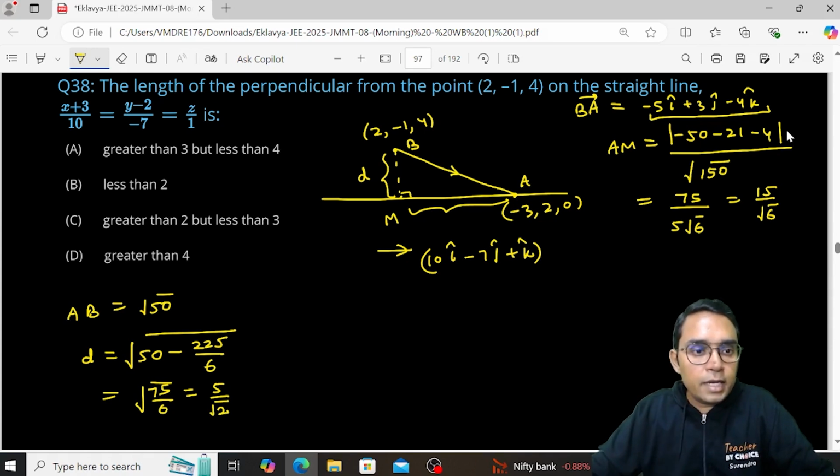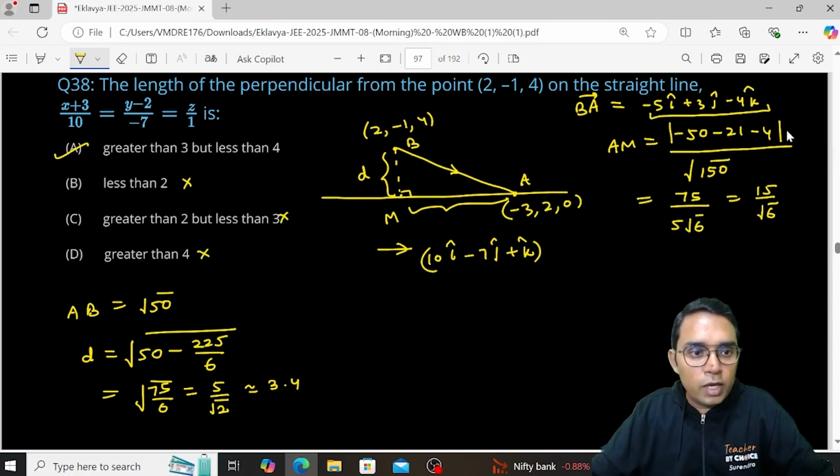They are not asking for the exact value, they are saying less than or greater than something. So root 2 is 1.4, so that will be 3 point something, maybe 3.4 or something like that. So greater than 3 but less than 4 will be the answer. Less than 2 is wrong, greater than 2 but less than 3 is also wrong, greater than 4 is also wrong. So the answer for this is A.